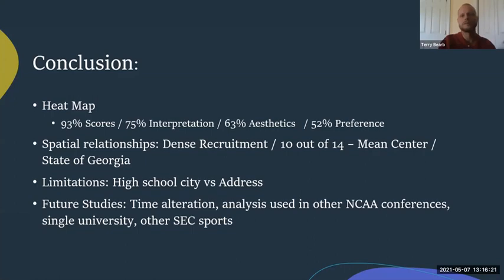And then lastly, as a comparative analysis, it can be used for other SEC sports. So as an example, we saw that there was really dense recruitment in the Southeast for SEC football, but if we look at SEC basketball, is the dispersion maybe more so in the Northeast, or is it more so maybe further west in the United States? And that is it.